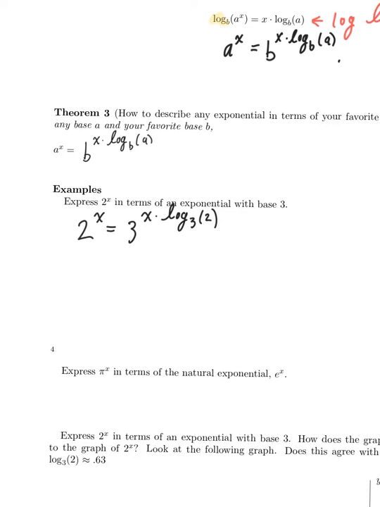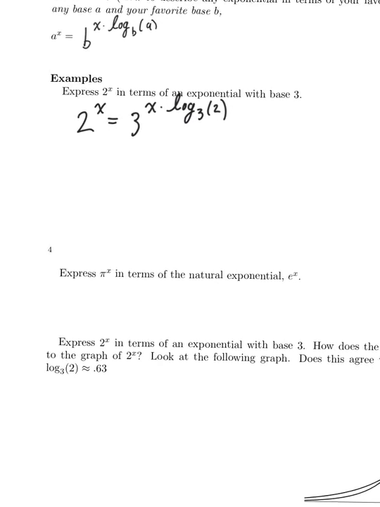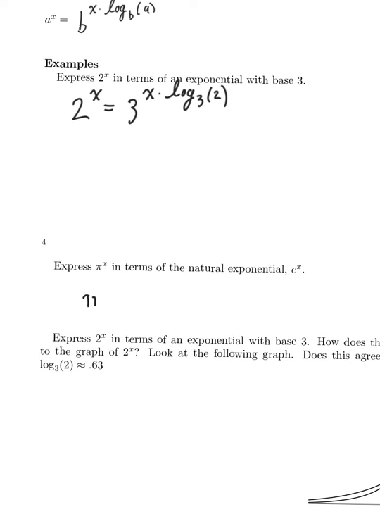Very nice. And that's all it is. You can write any exponential in terms of any other. You can write pi to the x in terms of the exponential with base e. Pi to the x is the same thing as e to the x times the log base e of pi, also known as e to the x times the ln of pi.